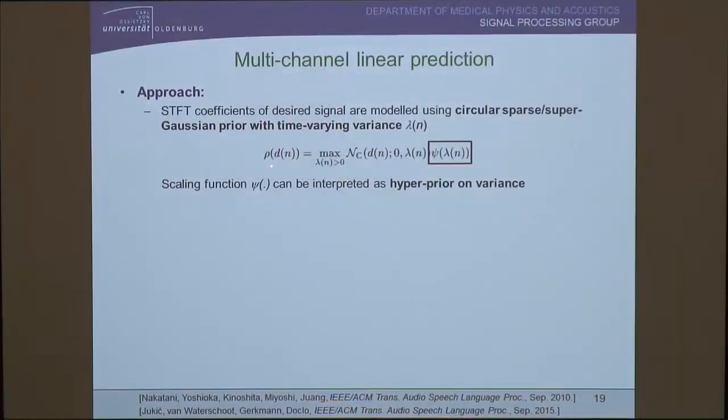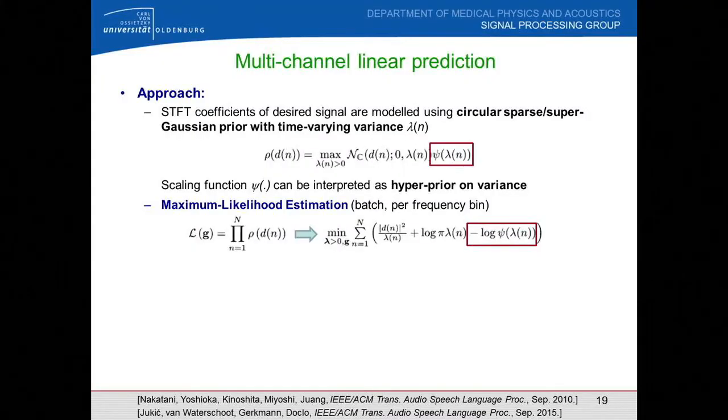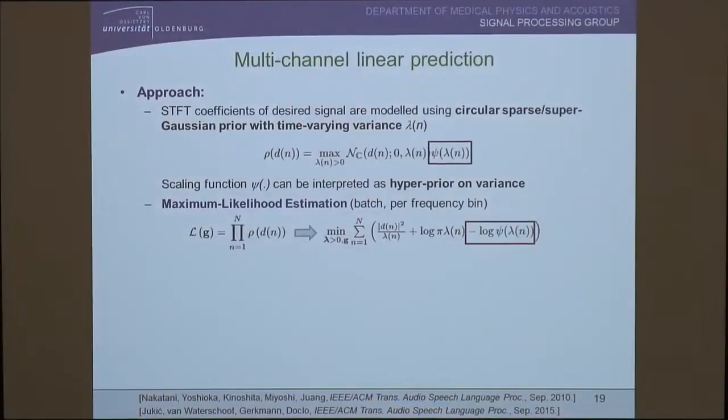This sparse prior for each time frequency coefficient can be written as a maximization over Gaussians, where this scaled Gaussian, where the scaling function can be interpreted as a hyper prior on the variance. By then plugging this into a maximum likelihood cost function, assuming actually also all the frequency bins are independent of each other, minimizing this, basically, this is the minimization problem that needs to be solved.